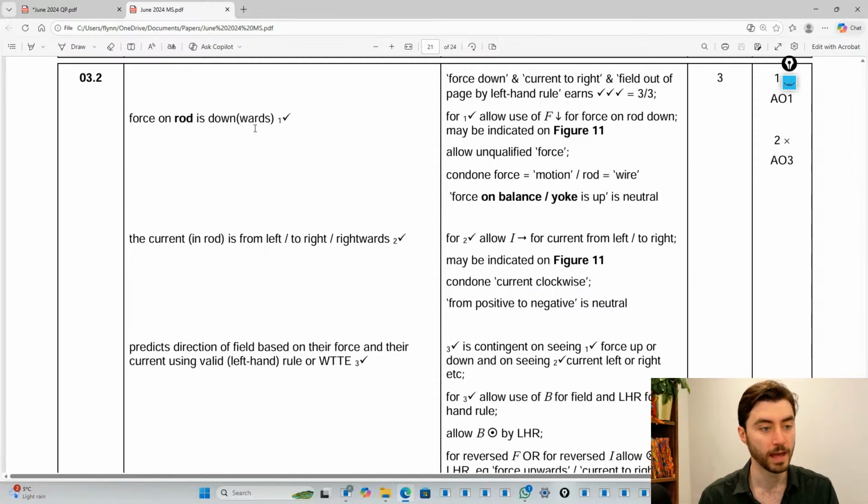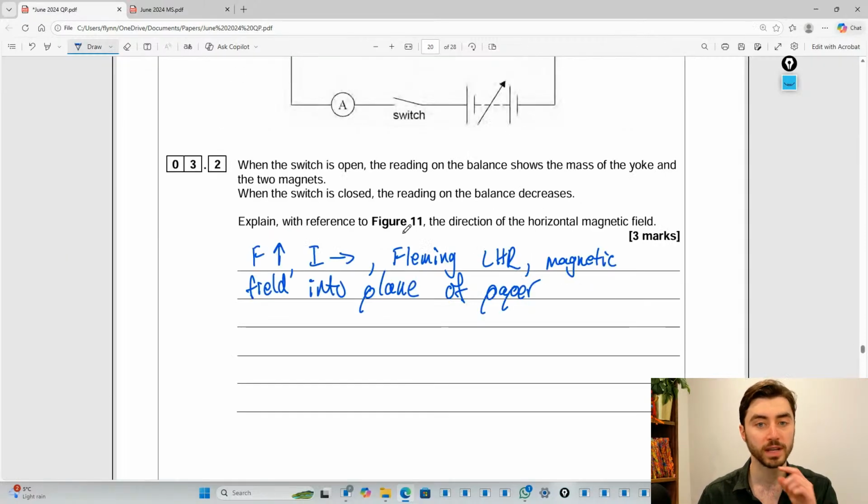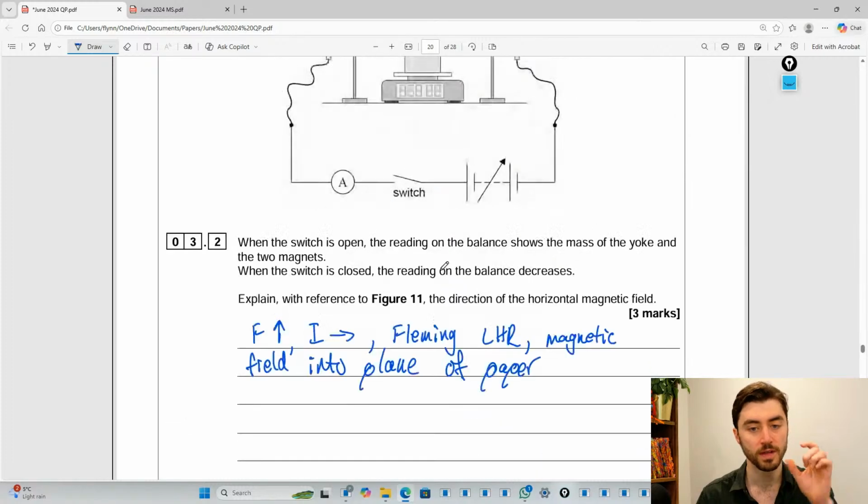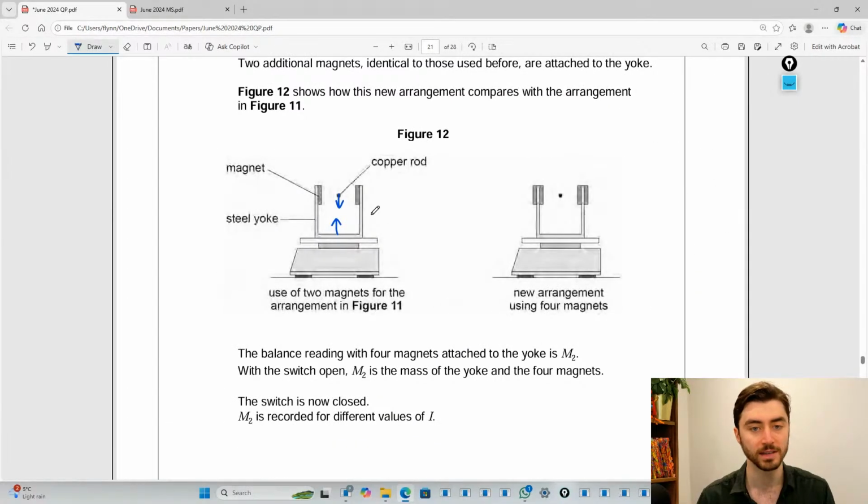Okay. What we are measuring here is the mass of this setup, the mass of this yoke with the two magnets on it.